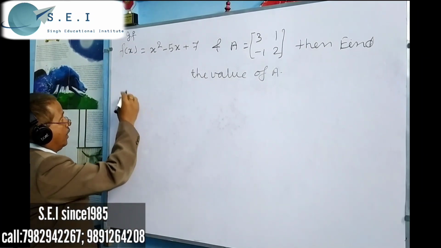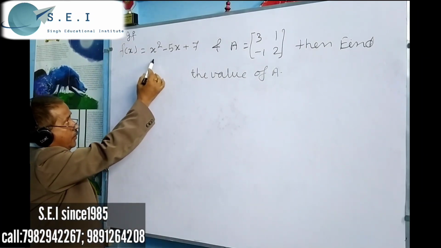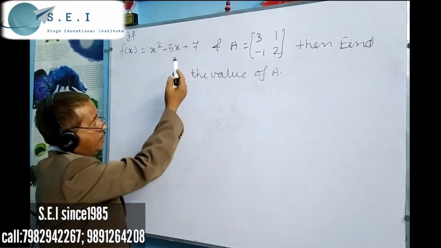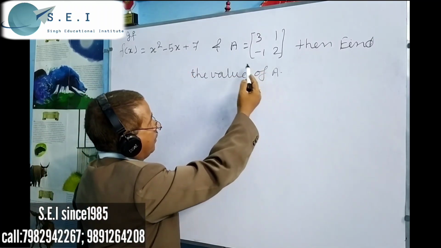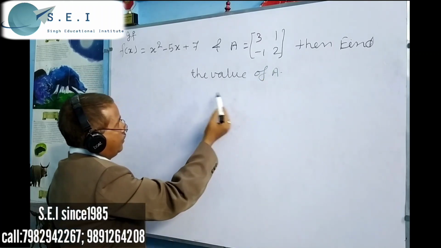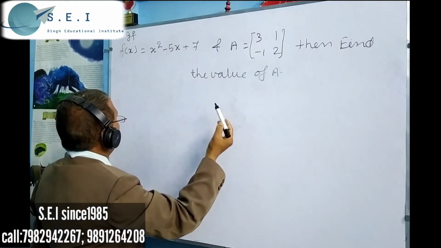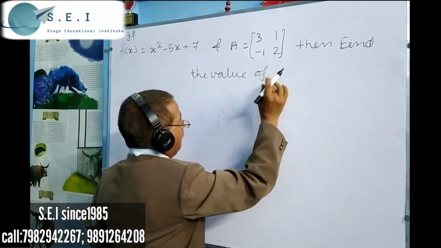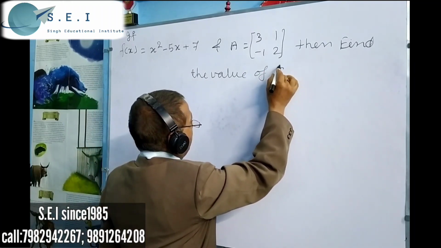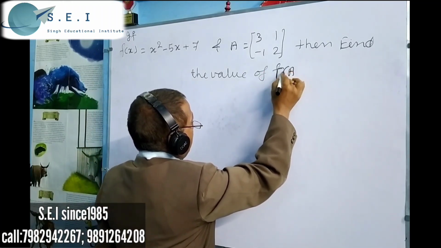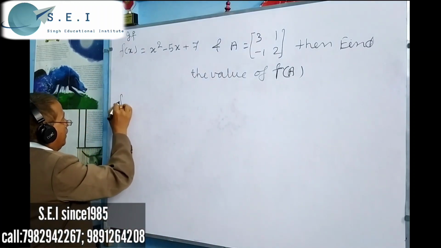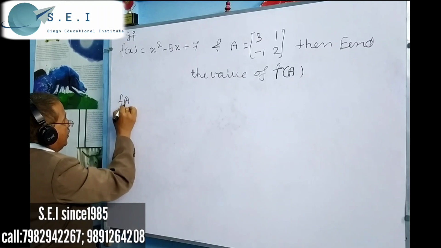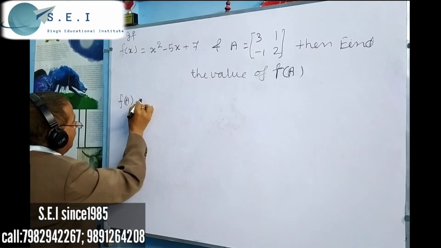The next topic is a question based on rules of multiplication and subtraction of matrices. Given f(x) is equal to x square minus 5x plus 7 and A is equal to this matrix, find the value of f(A).